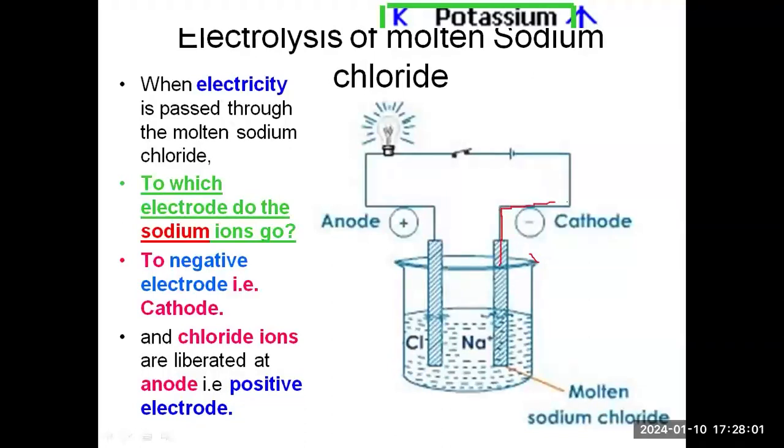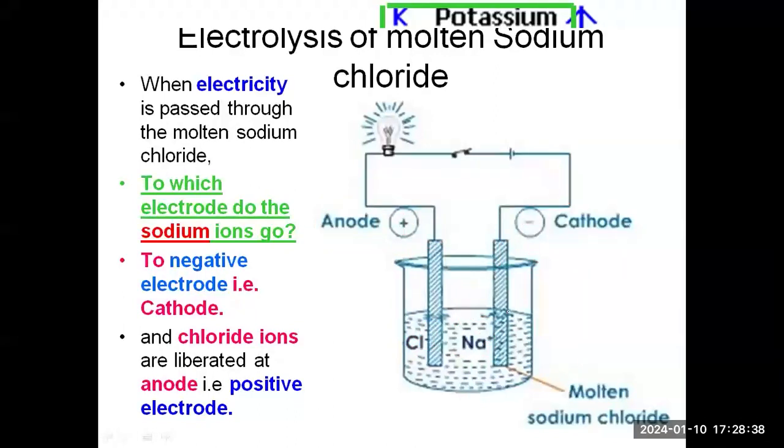This electrode is connected to the negative terminal, so it becomes the cathode, and the other one is connected to positive, so it becomes the anode. Now, when the circuit is joined over here, sodium ions, which are positive, Na plus, get attracted towards the cathode. And chloride ions, Cl minus, which are negative, get attracted towards the positive electrode.